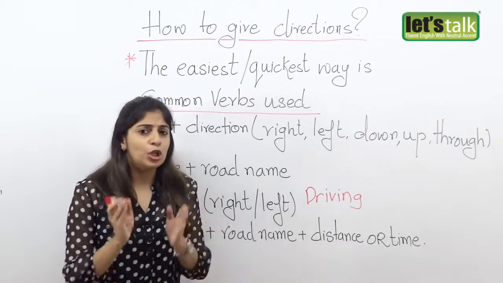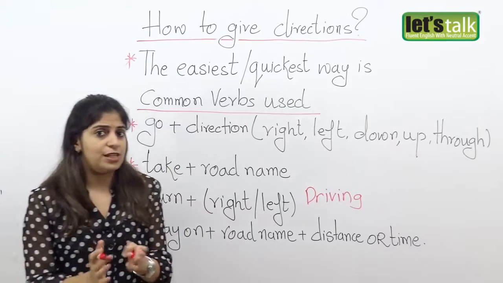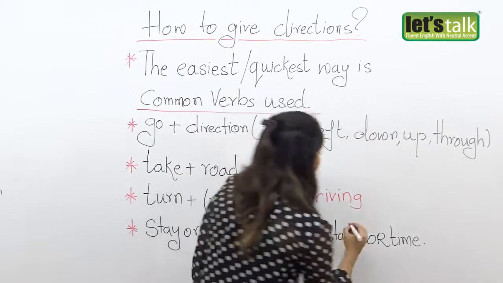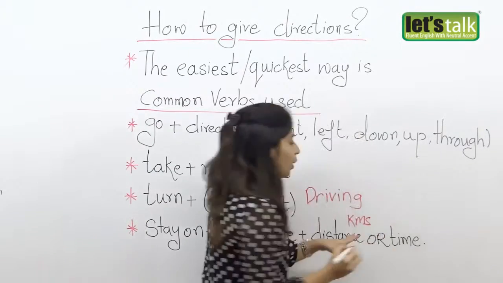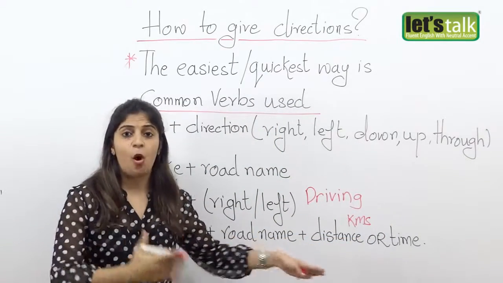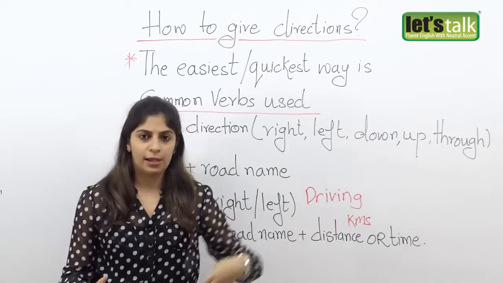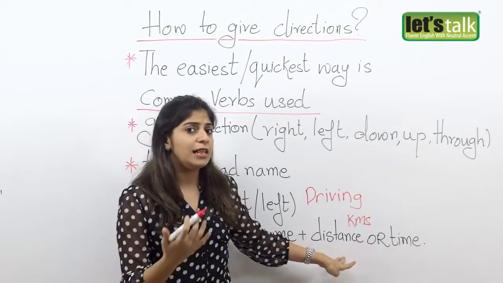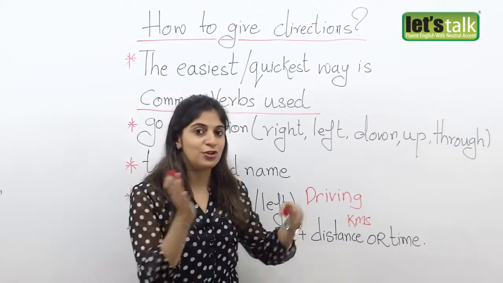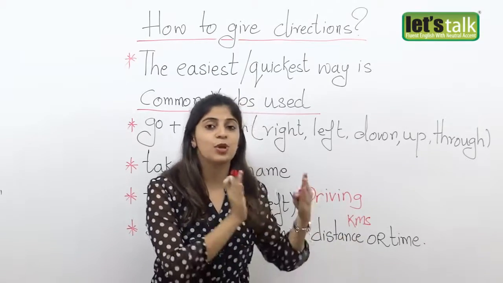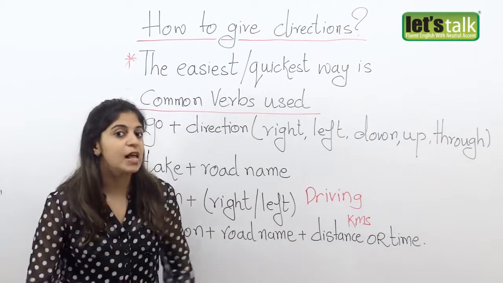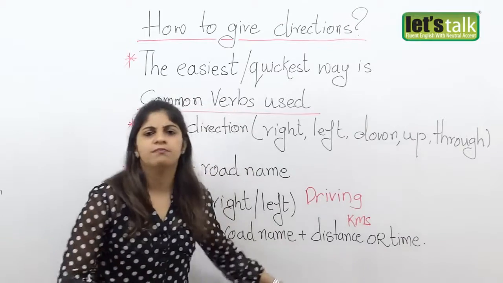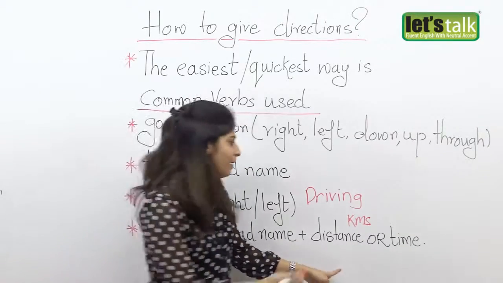Now, distance, usually in most countries, we say kilometers. That's how we calculate the distance. We always say kilometers. Stay on the link road for 3 kilometers. Or usually, especially in the United States, we say miles. We do not calculate the distance in kilometers. We always calculate the distance in miles. So you would say you stay on the link road for 2 miles or 3 miles.